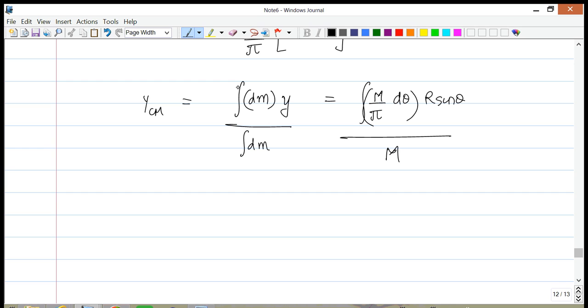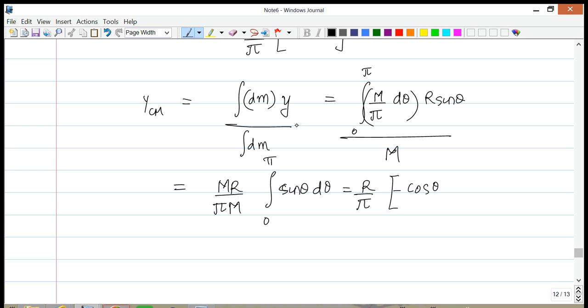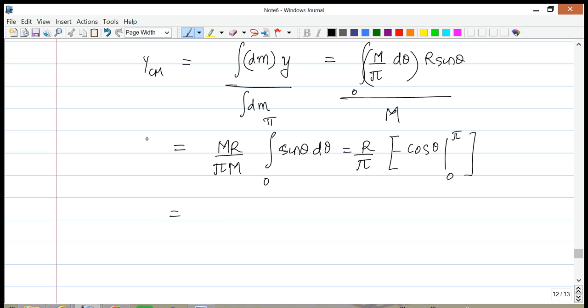The limits of integration once again are going to be from 0 to pi. Let's factor out all the terms. I have m r over pi coming out, and there's an m in the denominator, and I have the integral from 0 to pi of sine theta d theta. The m's cancel out, we get r over pi. The integral of sine theta ends up being negative cosine theta, with limits from 0 to pi. This gives us r over pi times, taking the minus sign out, cosine pi minus cosine of 0, and this is negative r over pi.